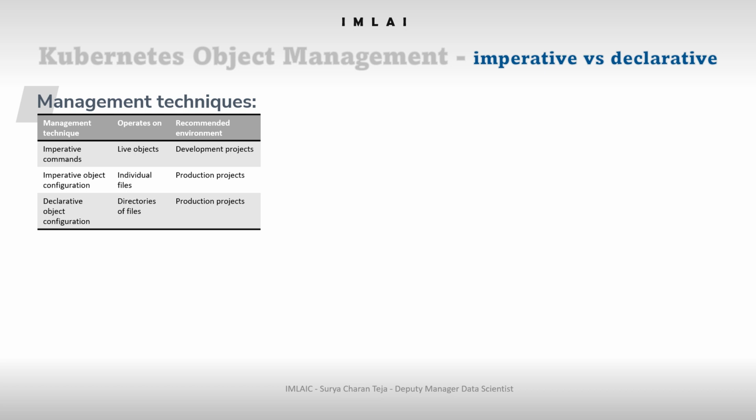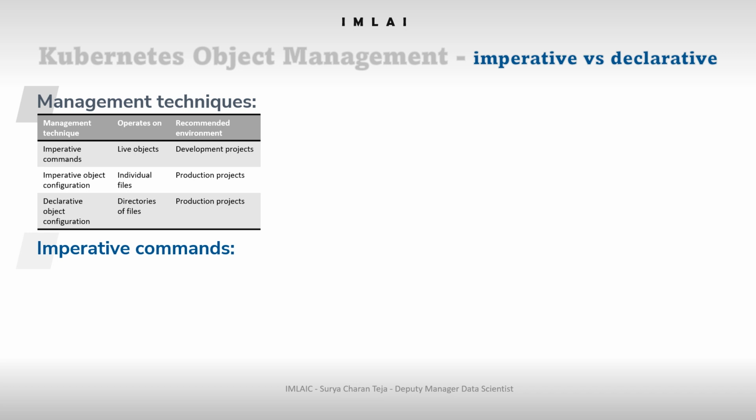And imperative object configuration operates on individual files, and it can be used in production projects also. Then we have the third one, which is declarative object configuration. Declarative object configuration can be operated on directories of files. So this will also be widely used in production projects, and the recommended environment for this technique is production projects.